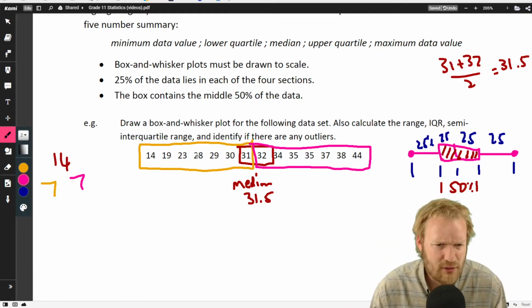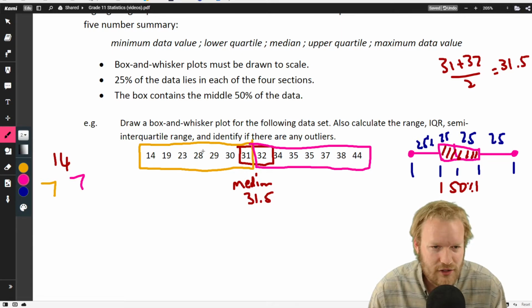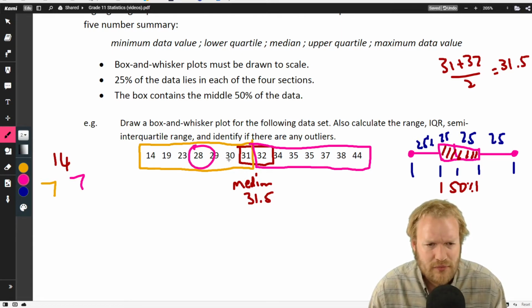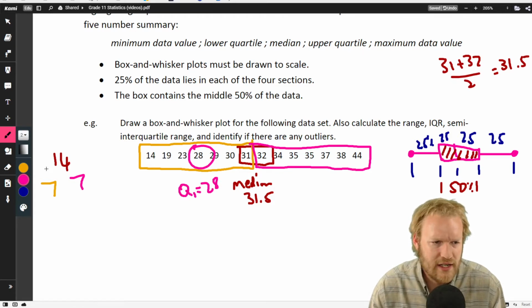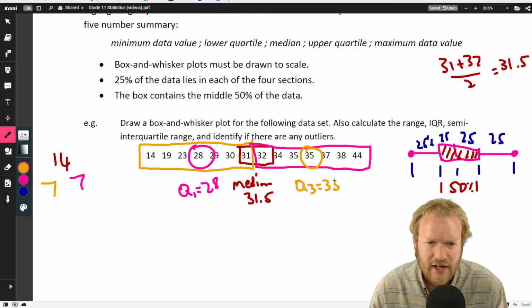And let's just see, when we highlight it, it's 1, 2, 3, 4. Does that make sense? 3 on the left, 3 on the right. So our Q1 is 28. And on the other side, 1, 2, 3, 4. Shouldn't matter which side we come from. 1, 2, 3, 4. So Q3 is 35.